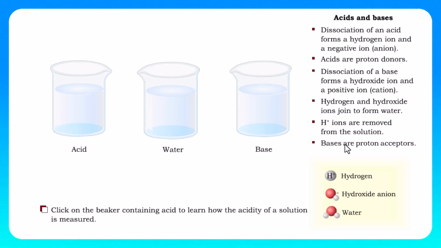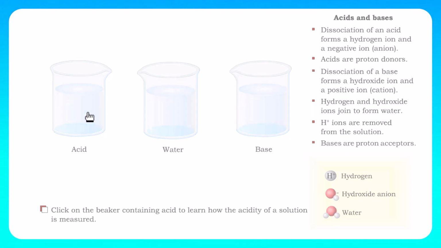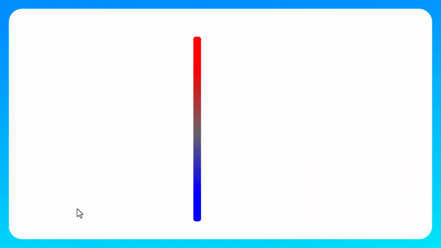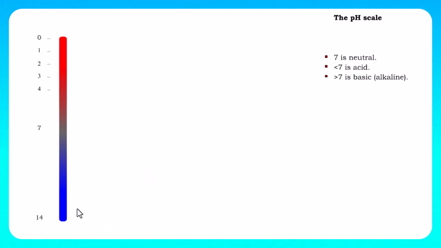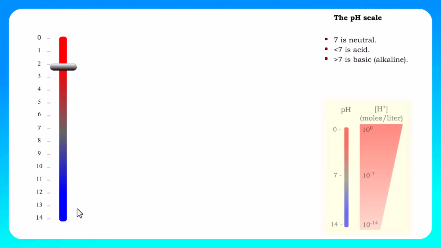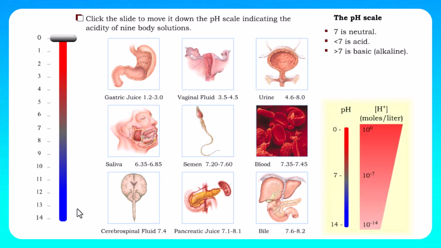Let's take a look at the pH scale. The pH scale expresses the concentration of hydrogen ions in a solution. The scale ranges from 0 to 14. A pH value of 7 is neutral. Any value lower than 7 is acidic, and any value greater than 7 is basic or alkaline.